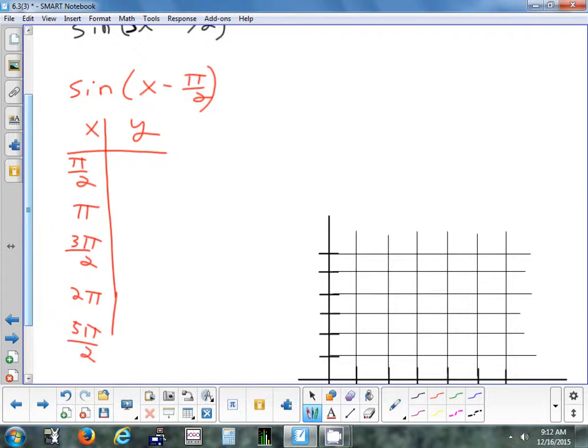Okay, so hopefully we're getting a little bit more comfortable adding and subtracting pi over 2 and just starting to notice the pattern rather than having to go through common denominators every time. But any questions on the x's?